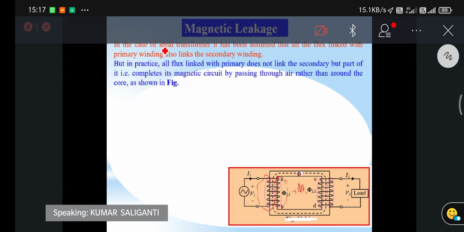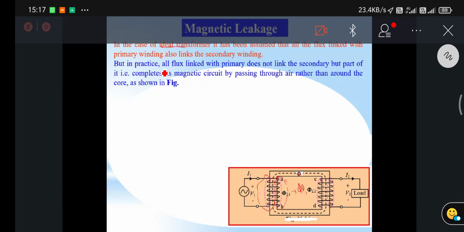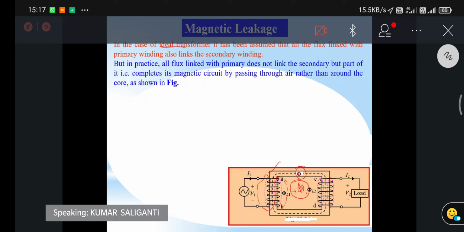In the case of an ideal transformer, there is only flux linked with both the primary and secondary windings. But in the practical case, all flux linked with the primary does not link with the secondary, only part of it. Part of the flux completes its magnetic circuit by passing through the air. That leakage through the air is pi L1, which links with the primary, not the secondary. You always remember this.